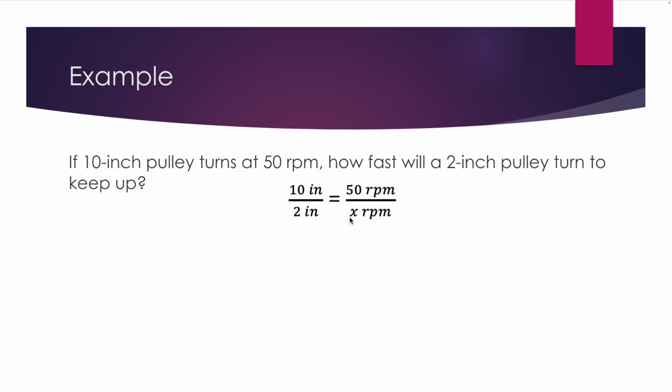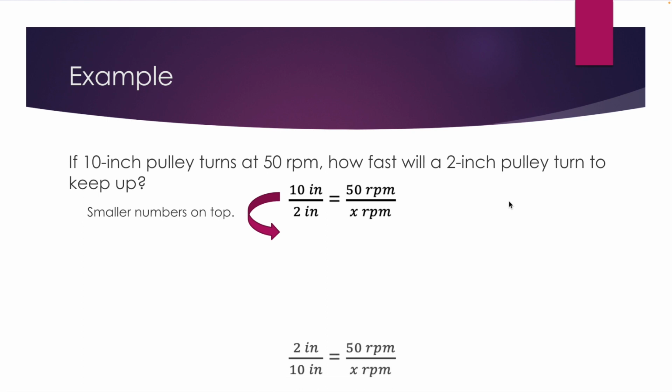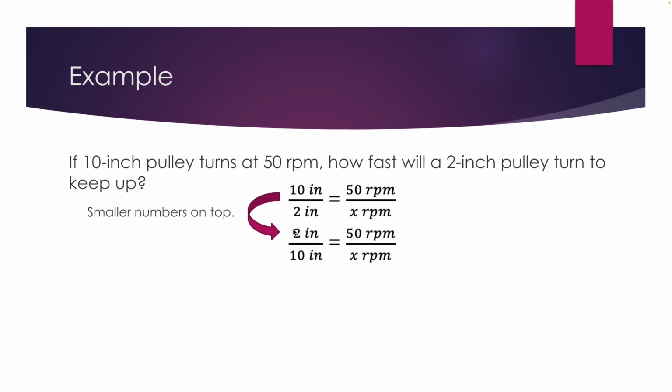So my x is on the right side. I want my x on the bottom, but I need to put the 2 on the top. So I'm going to flip this around so that my 2 is on the top and my 50 is on the top here. So my 2 is on the top here, my x is on the bottom there. So I've only flipped the one side in order to make sure that my smaller number is on top.